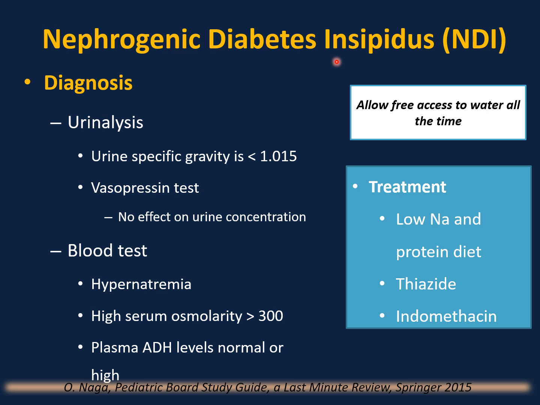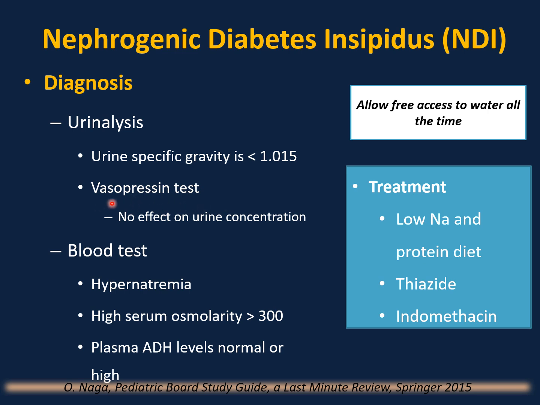Diagnosis of nephrogenic diabetes insipidus: urinalysis and blood test. You do urinalysis, you will see the urine specific gravity or urine osmolality is very low. And the vasopressin test is a simple test. You give vasopressin intranasally and you collect the urine before and after. You will see no effect in urine concentration. Why? Because the vasopressin is not working in the kidney. The kidney is not sensitive.